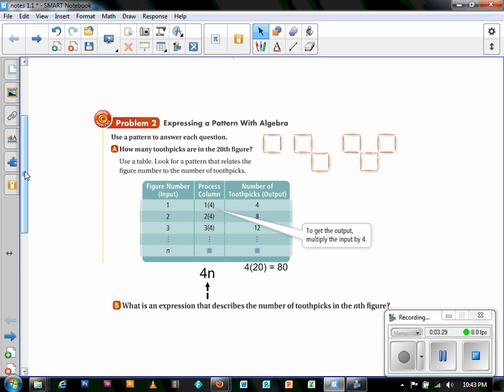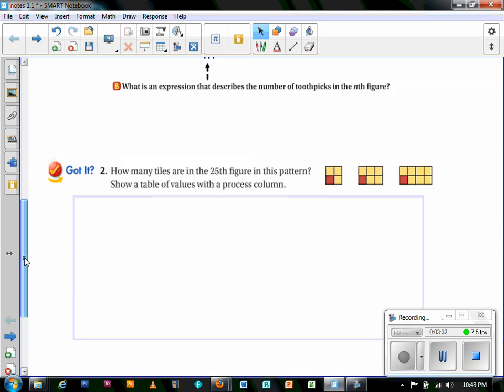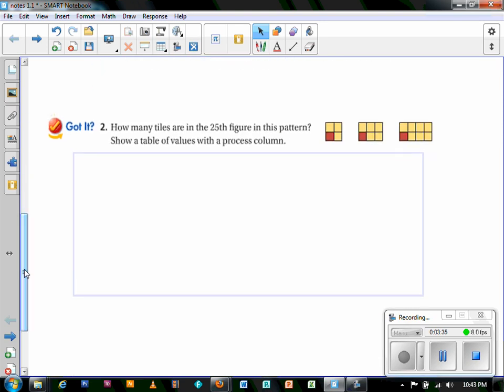Now, what I'd like to have you try to do is answer the Got It. I'd like to have you make your own table with an input, a process column, and an output, and spend some time on this and try to think about how many tiles are in the 25th figure using that same strategy. I do not want you to draw 25 shapes. I want you to make a table, look for a pattern, and use that skill to help you find the number of tiles. So I'd like to have you at this time hit pause and make an attempt to do this. When you're completed with that, you can come back and I'll have the answer for you.